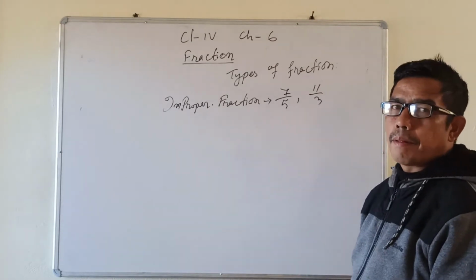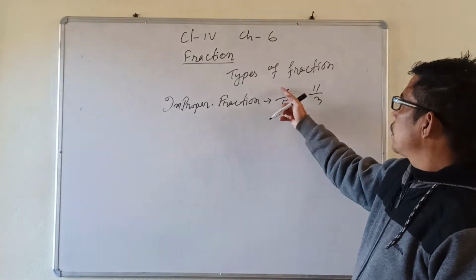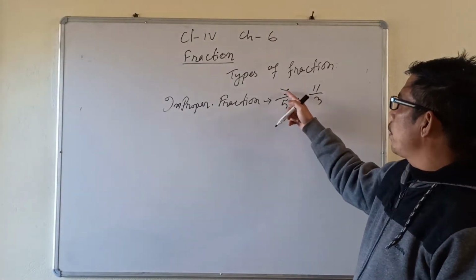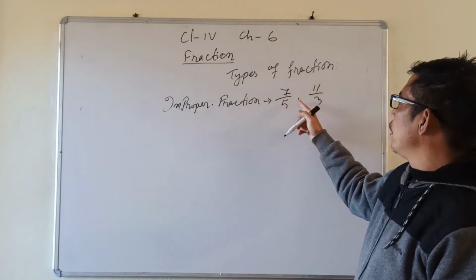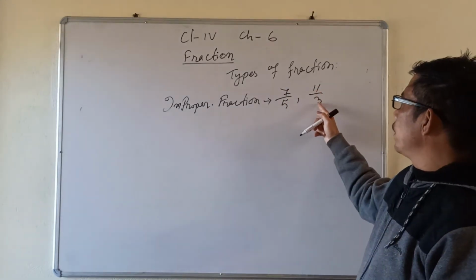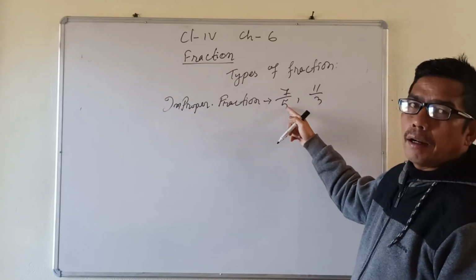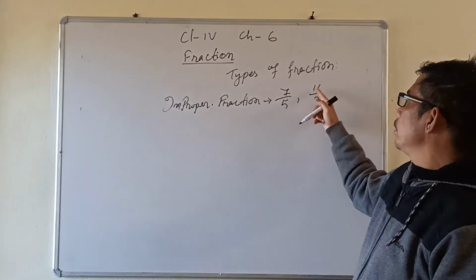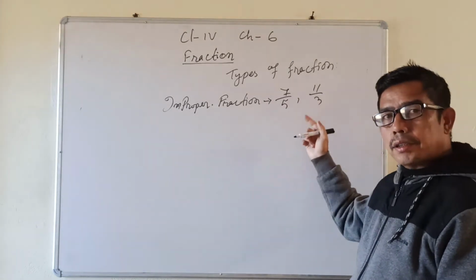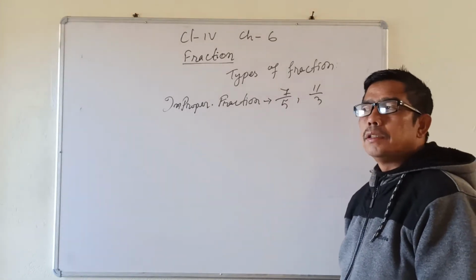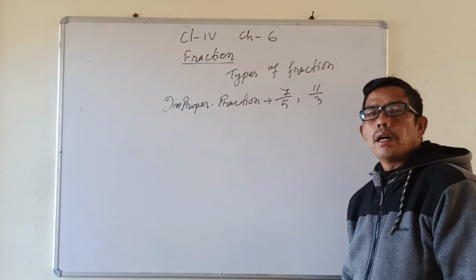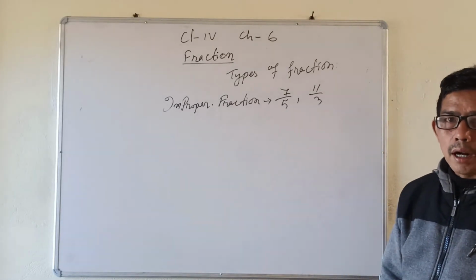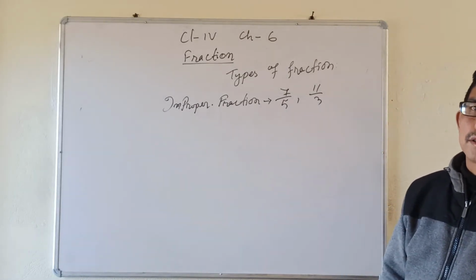Improper fraction. Look at these examples of fraction. Here the numerator is 7, denominator 5. Numerator 11, denominator 3. The numerator is bigger than the denominator. 11 is bigger than 3. So such type of fraction in which the numerator is greater than the denominator are known as improper fractions.